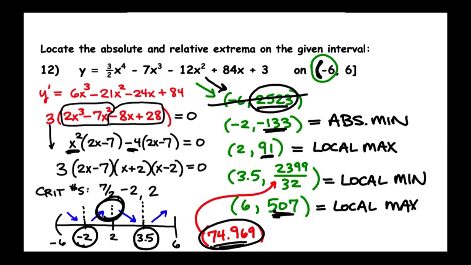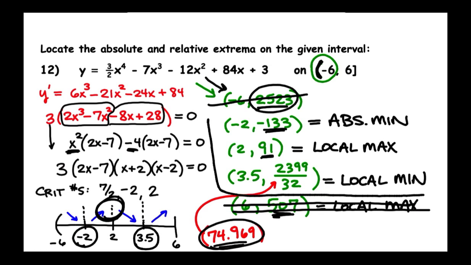All right. I'm getting ready to circle my answer, and then suddenly I realize, wait a second. I am calling 6,507 a local max? That's an endpoint. Endpoints aren't allowed to be local or relative. They're snooty. They have to be absolute or nothing. And so this ends up being nothing. If you include that in your answer, I have to deduct points. So this is all you want to say for your final answer.